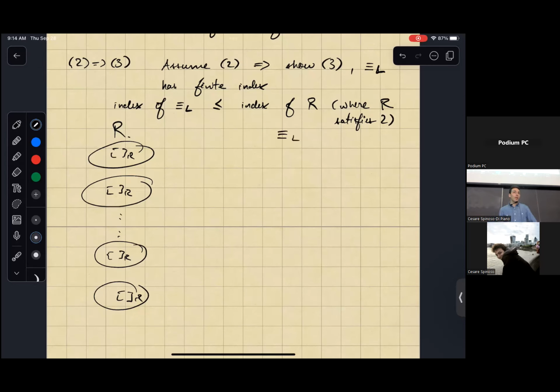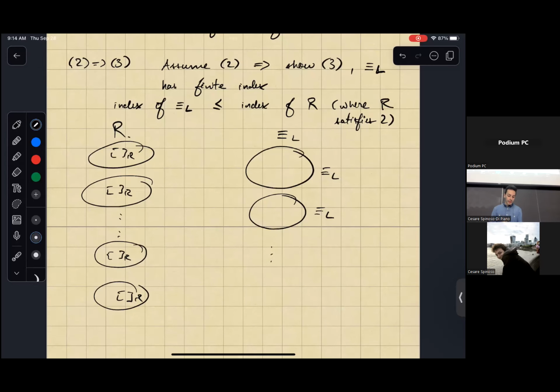So because I already know that it's an equivalence relation, I know that it has equivalence classes. Namely, it has this equivalence class, it has this equivalence class, and so on. And now I'm not quite sure whether it has a finite or an infinite number of equivalence classes. So I need to show this.